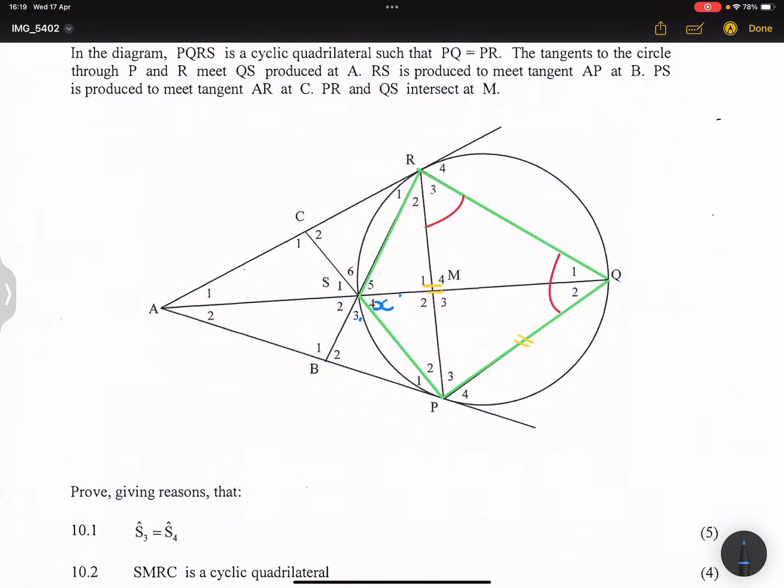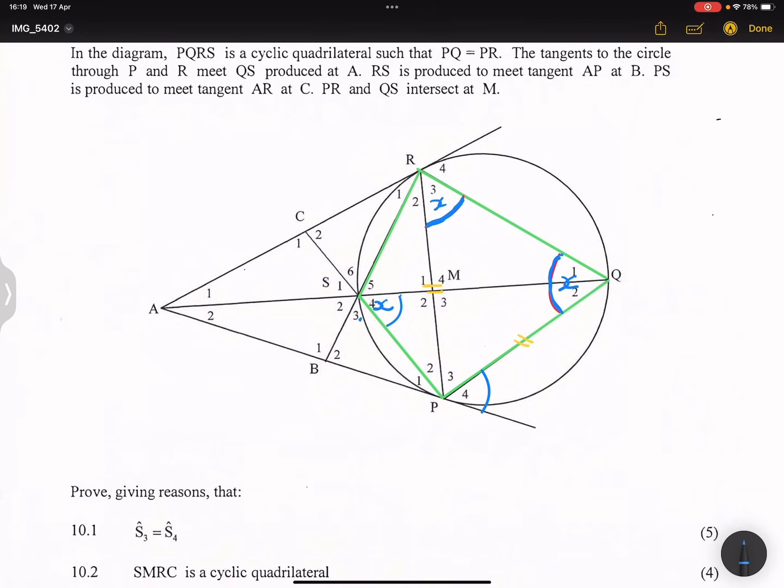So S4 is equal to x. Which other angle is equal to x? That means R3 would also be equal to x, isn't it? These are angles at the same segment, but we did say that R3 should be equal to the whole of that angle Q because we've got that isosceles triangle. So in this case, this is equal to x as well. If we use our tangents, you'd see how R3 is equal to P4.